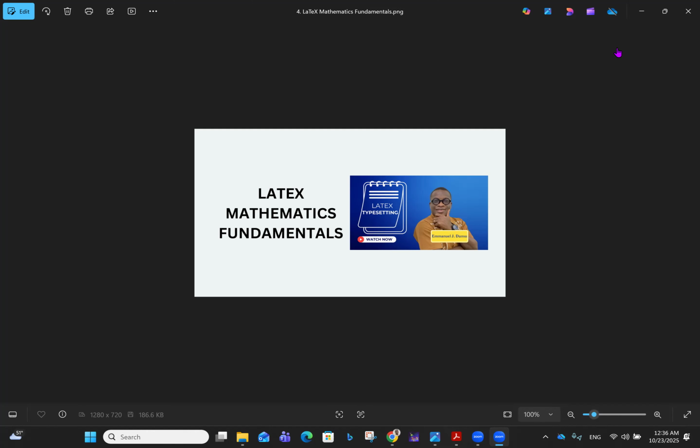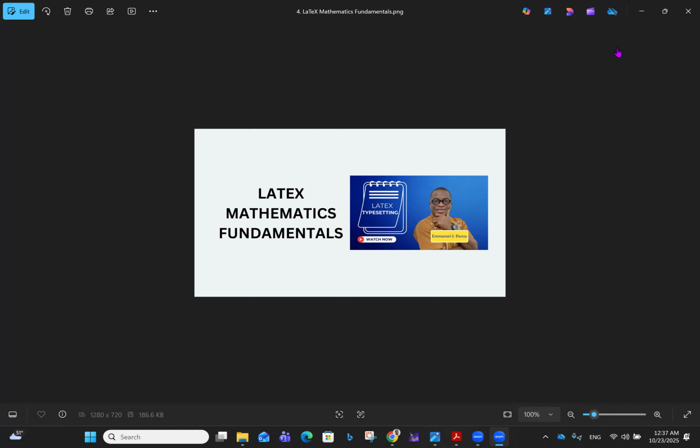Now we talk about LaTeX mathematics fundamentals. One of the strong points of LaTeX, like we found out earlier, is that it is very good if you're working with equations, maybe like a mathematician, a physicist, or even a chemist. All these chemical equations can be well done in LaTeX for sure.